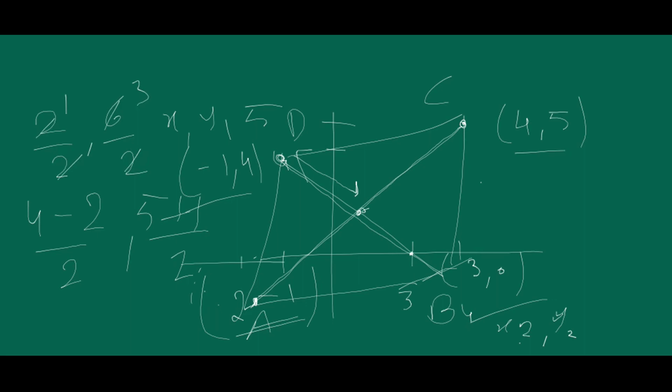Do we have 1 comma 3 in the options? No. So just give me one more minute. I'll just write it clearly. This is 1 comma 4. Look at the diagram. 1 comma 4. This would be 2 by 2 comma 4 by 2. That is 2 comma 2.